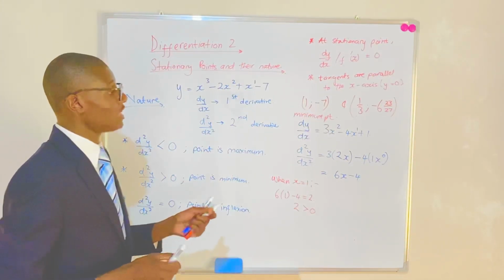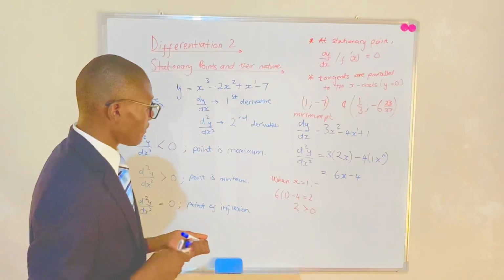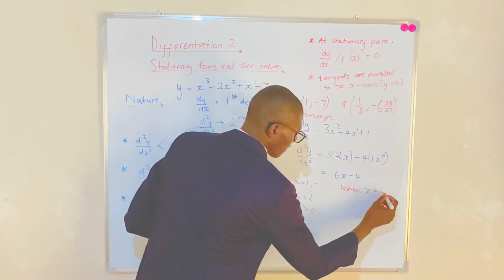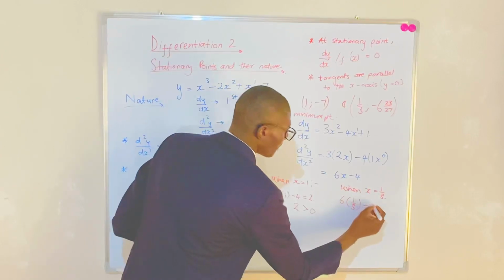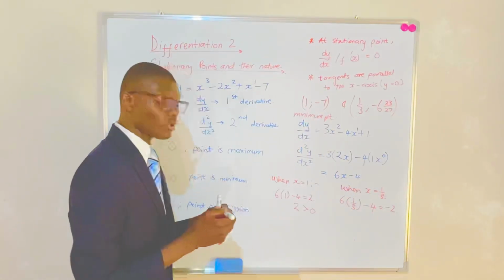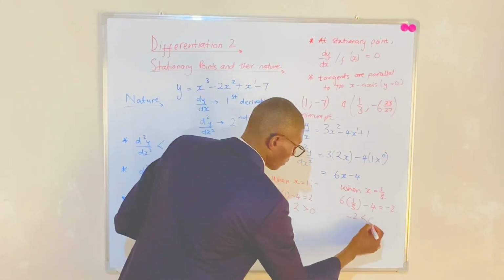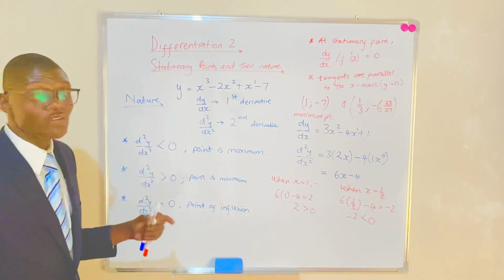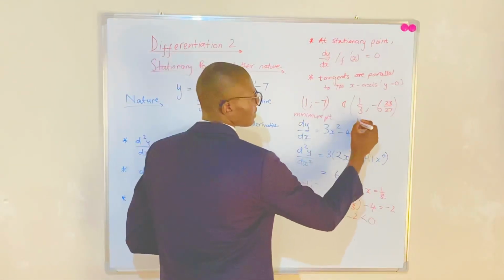Okay, so now let's find out the nature of the second stationary point when x is a value of 1/3. So we shall say when x is equal to 1/3, what do we have? We've got 6 times 1/3 minus 4, which will give us 2 minus 4, we get a minus 2. And you know minus 2 is a value that is less than 0. Minus 2 being less than 0, we said for a value of the second derivative that is less than 0, we have a maximum point. So now this is a maximum point.